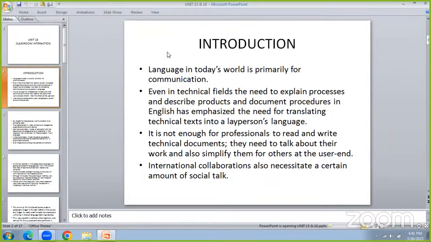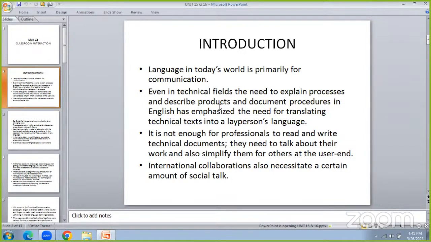The salesperson cannot take all the technical terms and words and tell a layperson, like anybody who wants to buy a washing machine. So even in a technical field, one needs to explain processes, describe products and document procedures in English. This has emphasized the need for translating technical text into layperson's language. So this is one important point.